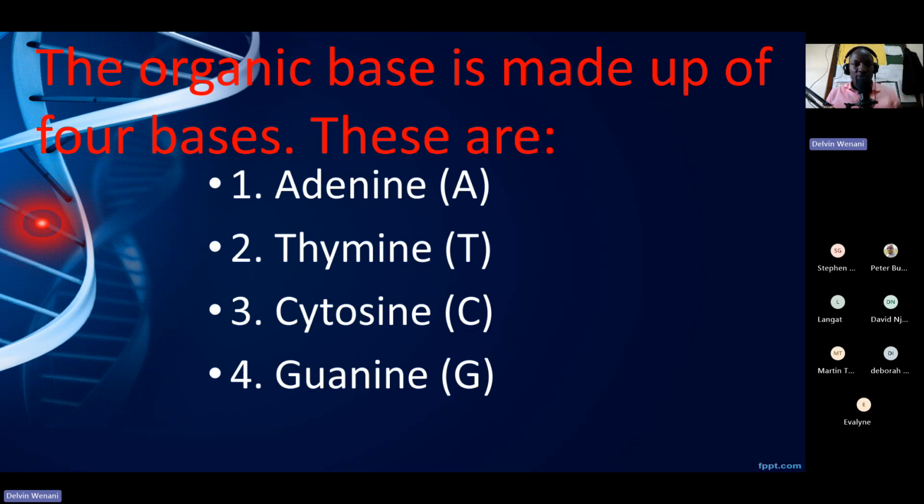Adenine is abbreviated with the capital A. Then another organic base is thymine, with capital T. So adenine, capital A, thymine, capital T. And then another nitrogenous base is cytosine, capital C. And then we have another one known as guanine. Guanine is capital G. So these are the organic bases which compose DNA.